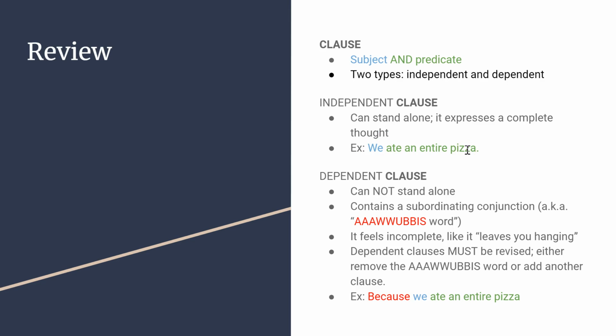A dependent clause can't stand alone because it does not express a complete thought. In fact, it contains a subordinating conjunction, and the subordinating conjunction makes the sentence sound incomplete. It kind of sounds awkward, like it leaves you hanging. The presence of a subordinating conjunction, aka an AWUBIS word, kind of ruins everything.